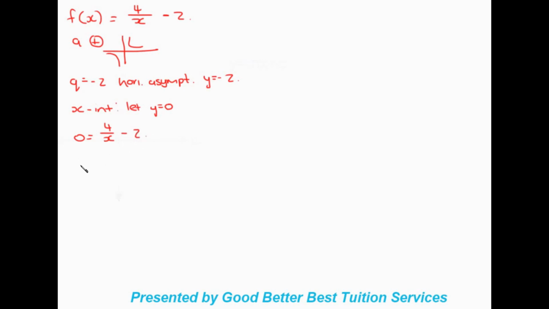Once we do that, 2 comes over, becomes positive 2, so we have 2 equals 4 over x on this side, times by x on both sides, so we get 2x is equal to 4. And then we divide by 2 to get x by itself, to get x is equal to 2. And just like that, we have our x-intercept of 2 and 0, always indicating what that intercept is in its coordinate form. So now we'll get our Cartesian plane out.